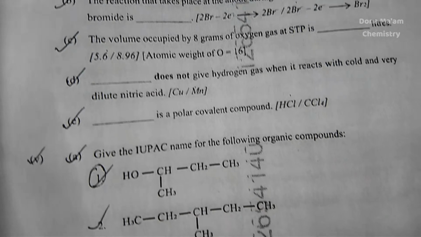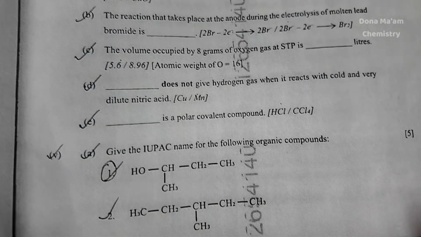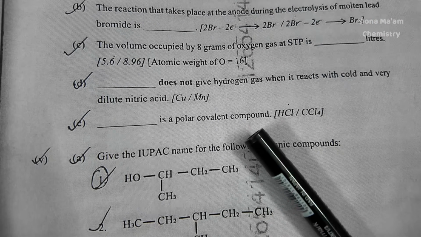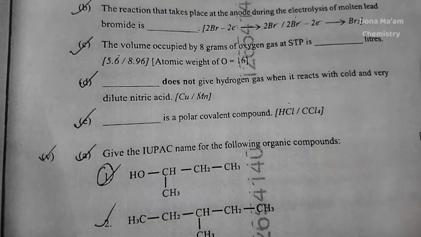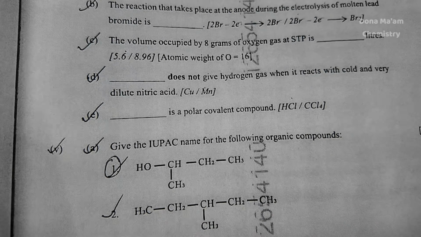Basically, copper does not give hydrogen gas when it reacts with cold, dilute or very dilute nitric acid, whatever be the case. Next, dash is a polar covalent molecule. We all know CCl4 is non-polar and HCl is the polar one, right? So HCl will be the answer.